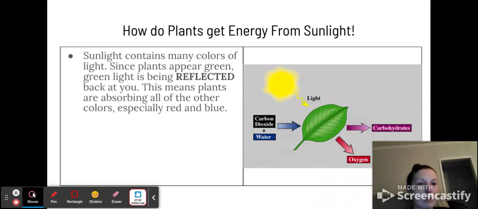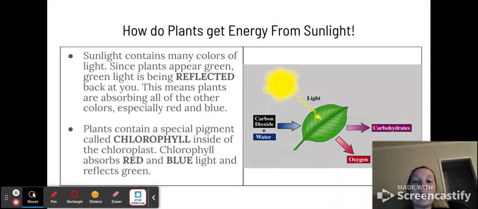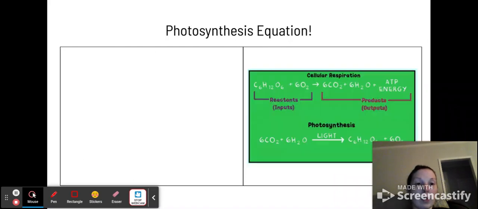If you ever have house plants and you have to have a lamp, a UV lamp, I'd show you mine, but it's not on right now. Like some sort of UV lamp for them to grow, they say to make sure it has red and blue lights, because that is what will really help the plants absorb that wavelength. Plants contain a special pigment, which we know is called chlorophyll, and that is inside the chloroplast, which is an organelle. Chlorophyll absorbs the red and blue light, and it will reflect the green, and that's what it will use to help go through photosynthesis.